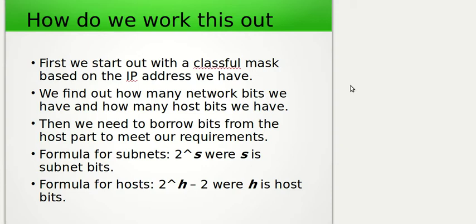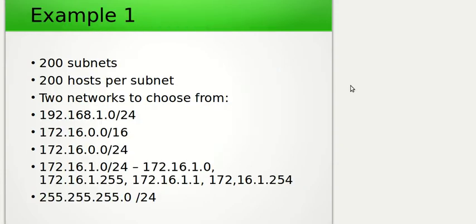So the formula to find out how many subnet bits we need is 2 to the power of s, where s is the subnet bits. The formula to find out how many host bits we need is 2 to the power of h minus 2, where h is the number of host bits. The reason why we use minus 2 is because 2 IP addresses in every subnet are reserved for special purposes. The first IP address is reserved for the subnet ID. The last IP address is reserved as the broadcast address.